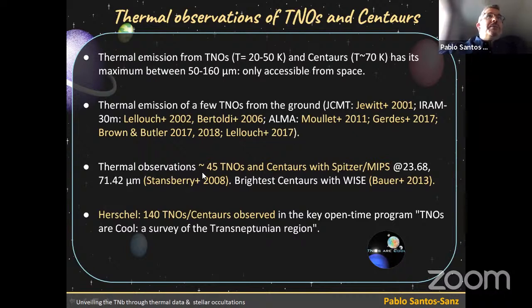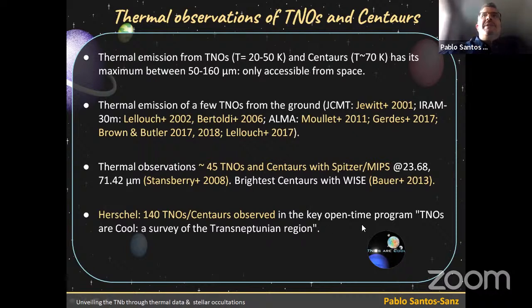From Spitzer, we obtain around 45 observations of these objects, and for the brightest centaurs as well with WISE. Well, the space mission that obtained more data about the thermal emission of these objects was the Herschel Space Observatory.